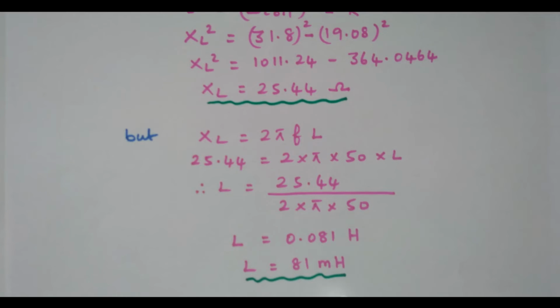Milli means 10 to the power minus 3. So now we calculated the inductance value also. So in this problem we calculated the resistance and inductance of the given coil. Based on the given condition, the values of R and L are calculated.